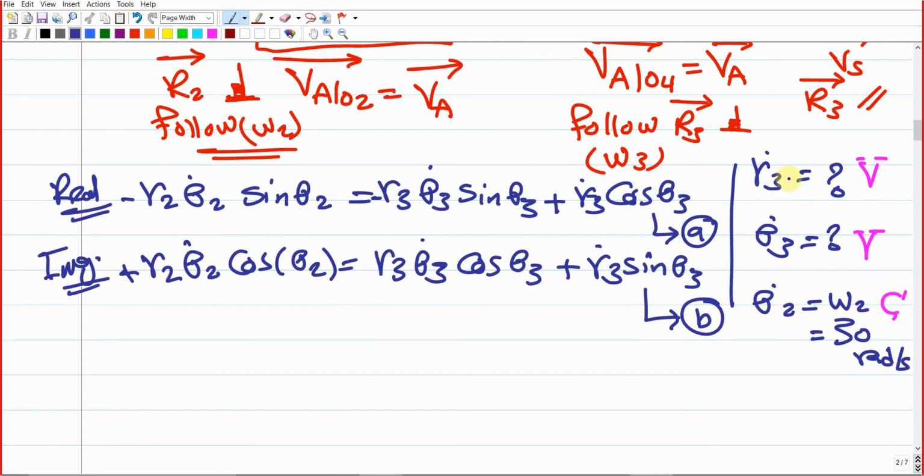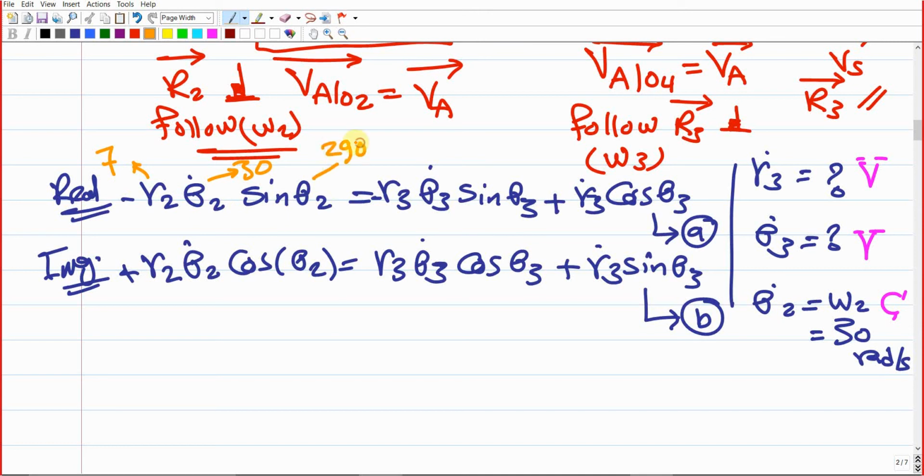These two unknowns are R3 dot and theta 3 dot. We do have everything except these. So for example, R2 was given as 7 inches. Theta 2 dot is already given as positive 30 radians per second. Why positive? Because it is in the counterclockwise direction. If omega 2 was given in the clockwise direction, it should be negative 30. But here it should be positive 30, as long as it is given in the counterclockwise direction.